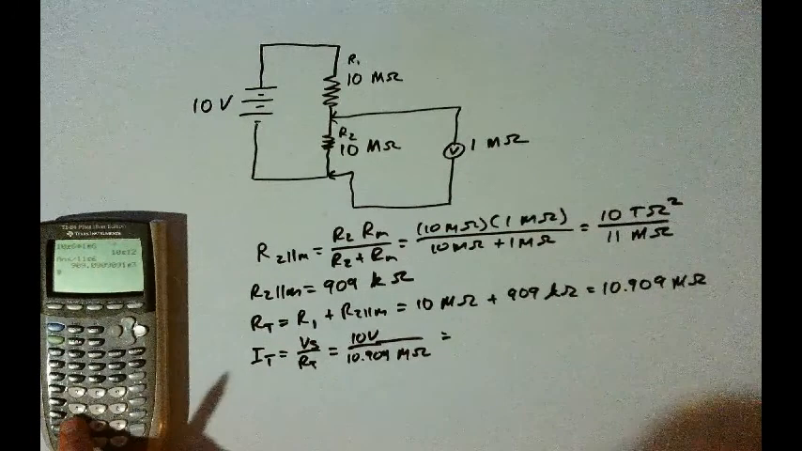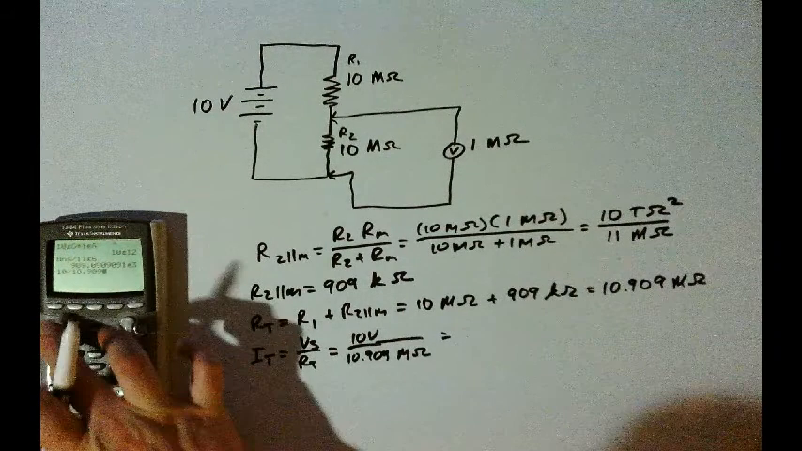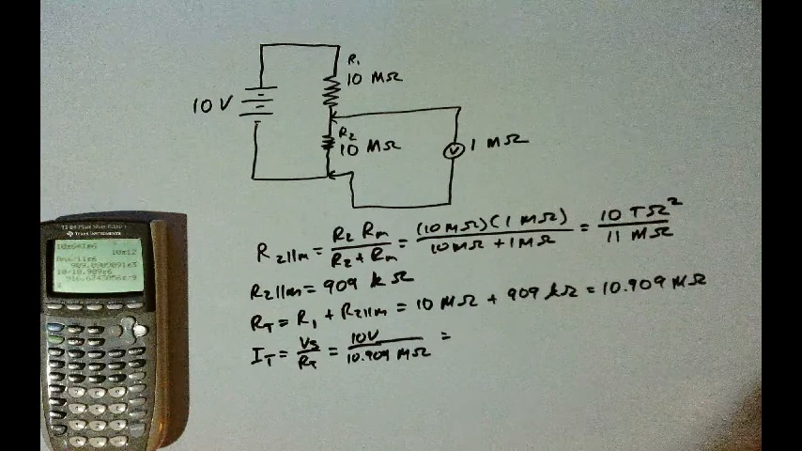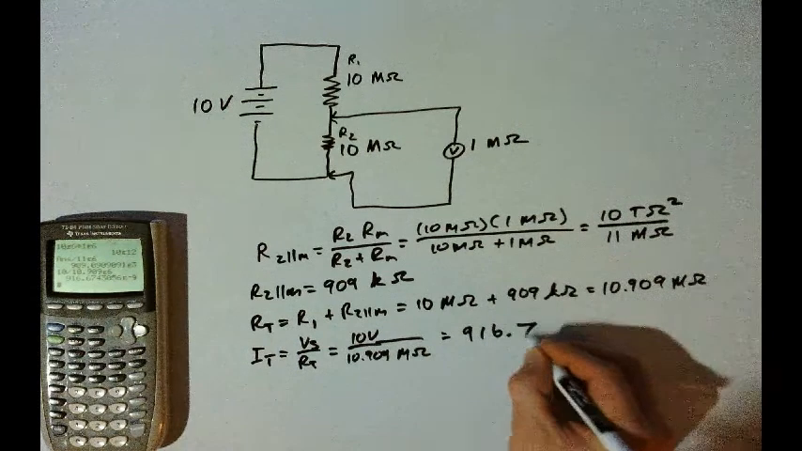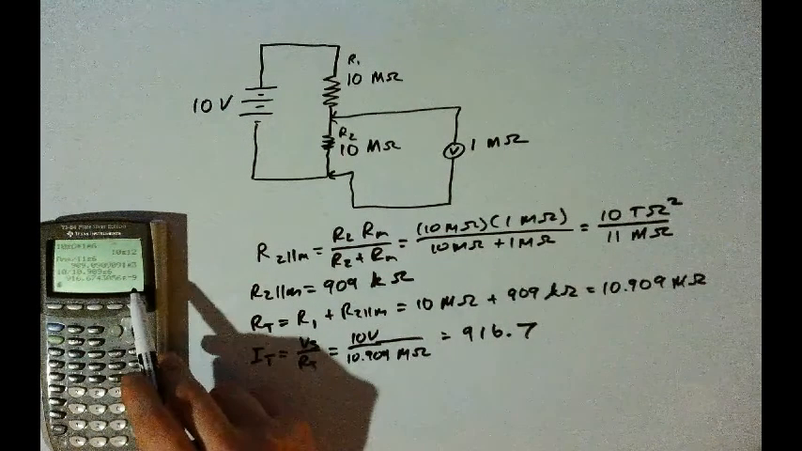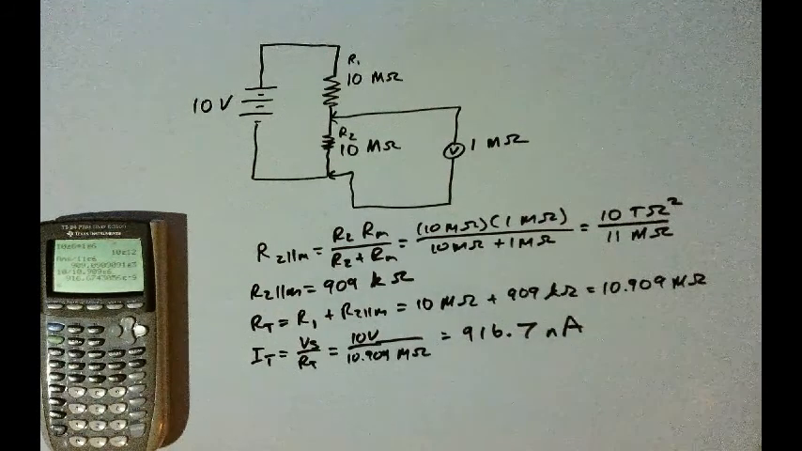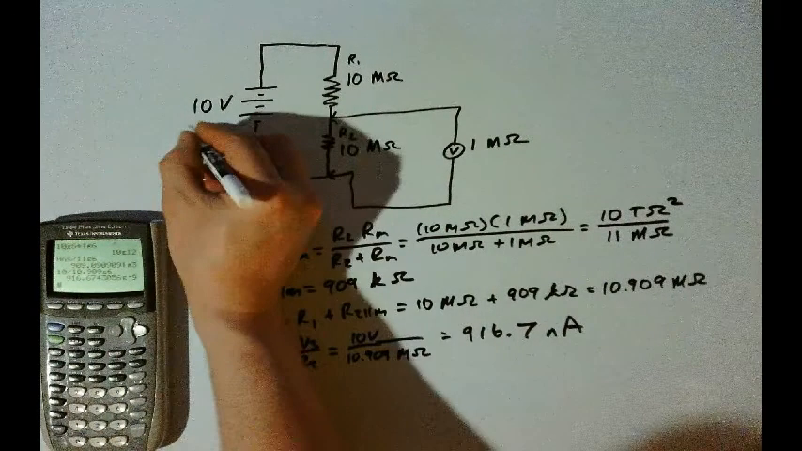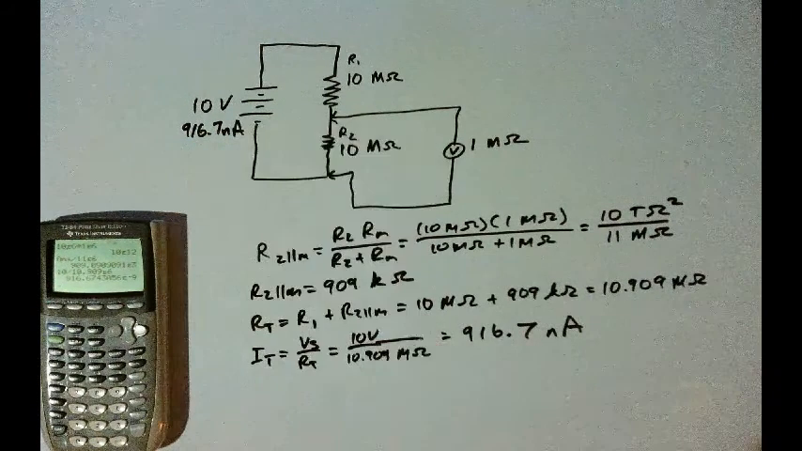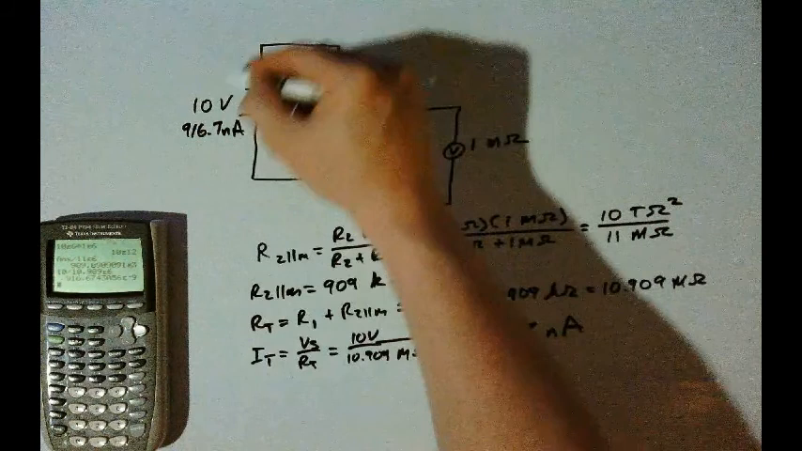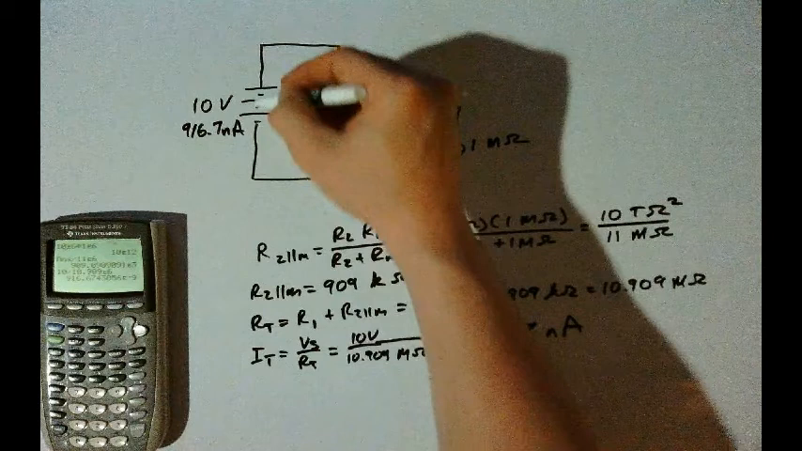And so that whole current flows through R1, because R1 is in series with the source. So whatever current is flowing through R1 is the same as the total current. And so the current here will be 916.7 nano amps. Now we can find the voltage drop on R1. Voltage on R1 will be R1 times the current through R1, which would be 10 mega ohms times 916.7 nano amps. And so we have our 916.7 nano amps, and we'll multiply by 10 mega.